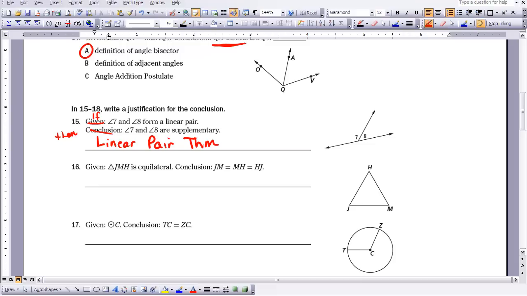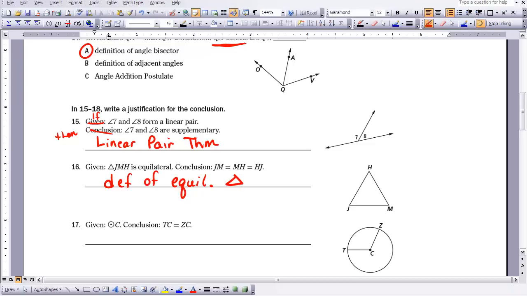Now, number 16, you don't have anything in your notes in lesson 3.3, and actually it happened in chapter 2 when we discussed triangles, but it says triangle JMH is equilateral. If you go back and think about what an equilateral triangle was, all the sides were equal. So the conclusion drawn here is that JM equals MH, which equals HJ. So clearly the given is that triangle JMH is an equilateral triangle, and the conclusion that all sides are equal is really a descriptor, so we would be using the definition of equilateral triangle.